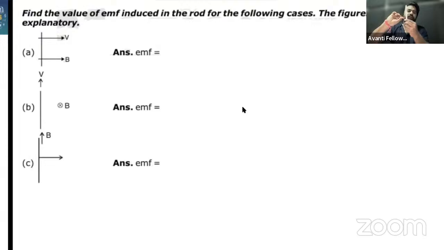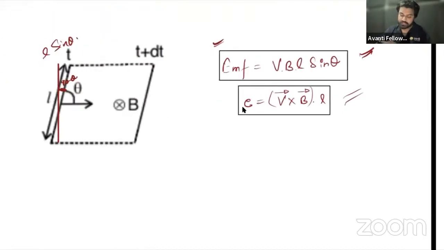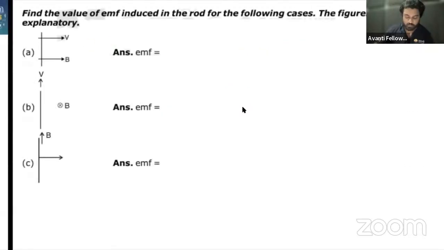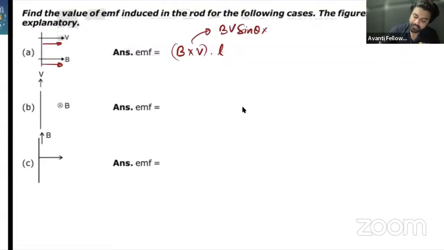If it is like this, it is not cutting, right? If it is like this, not cutting. It should cut like this, because then only we'll get the vector product B cross V. Here you can see now V cross B, right? So then only you will get V cross B. So here, since B and V are in the same direction, EMF we know is B cross V dot L. So B cross V we can write BV sine theta into L. Sine theta, how much is theta? Theta is 0. So EMF will also become 0.